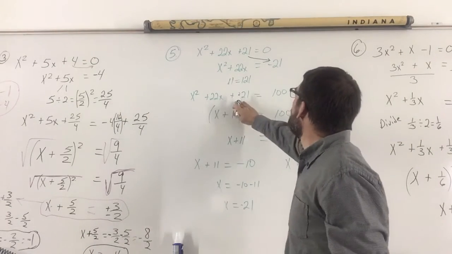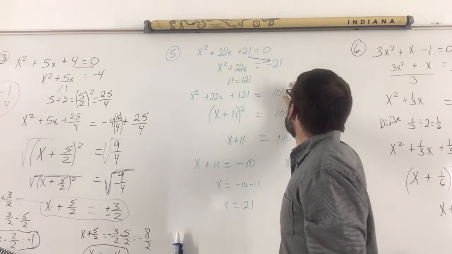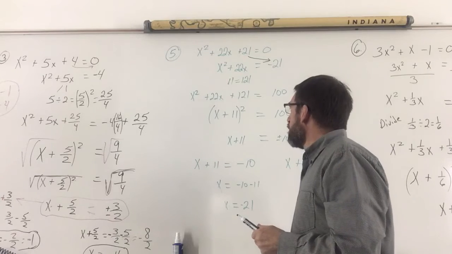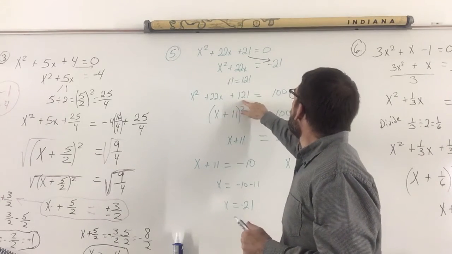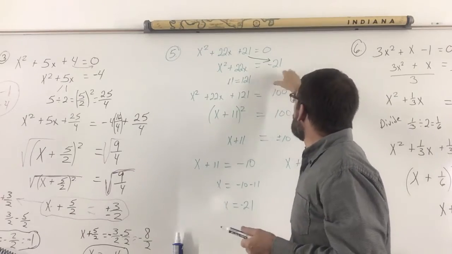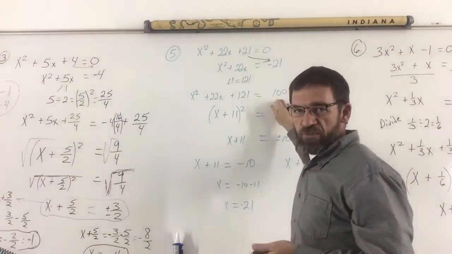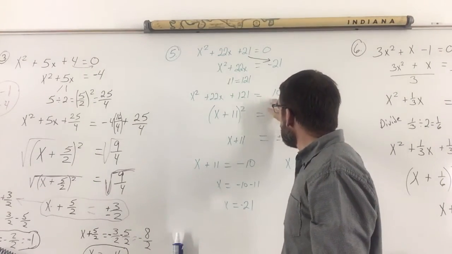Now you've got to add 121 to both sides. So I have 121 here, and I put the 121 here, and I added it here. You didn't see it, but I subtracted the 21, and I come up with 100. Are you with me? We got 100 there.